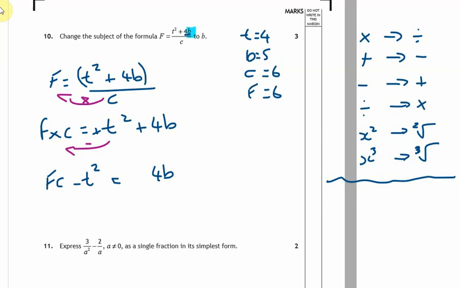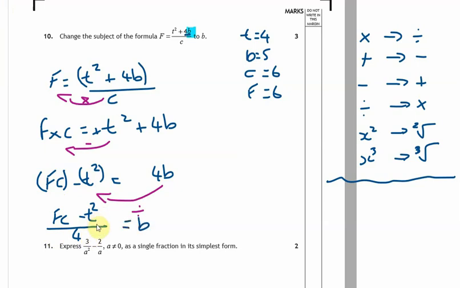Then we want to move the 4 over. So how do we move the 4 over? Well, we're doing 4 times b, so to move it over, we'll do the opposite. It'll be divide. So that's going to give us fc minus t squared, and the whole thing is divided by 4. Because again, this operation would be done first. You do f times c, then you take away t squared. You wouldn't do f times c, take away t, then square it all. So that's why it's important to make sure all of this is divided by 4. And that should give us b.